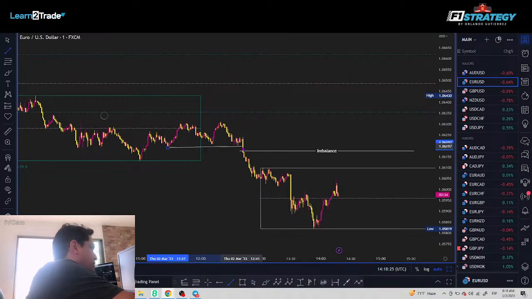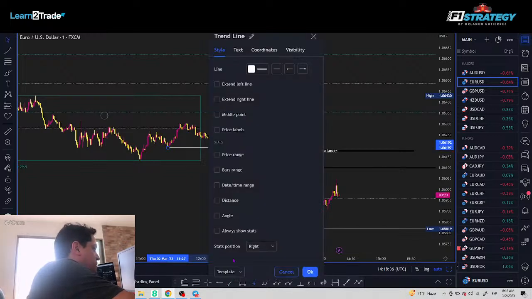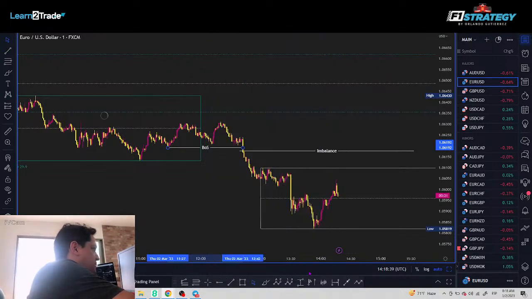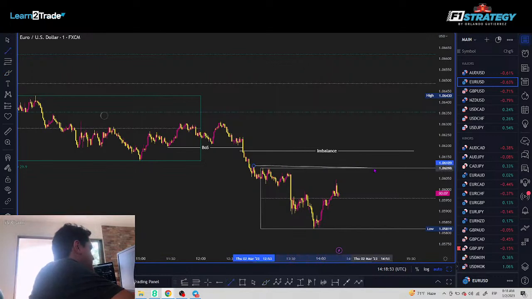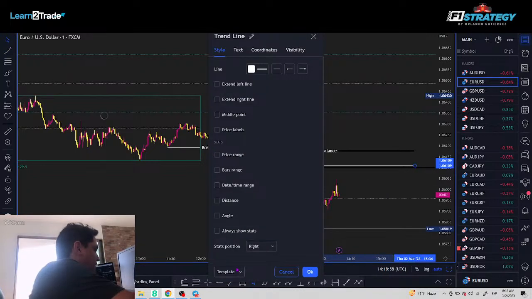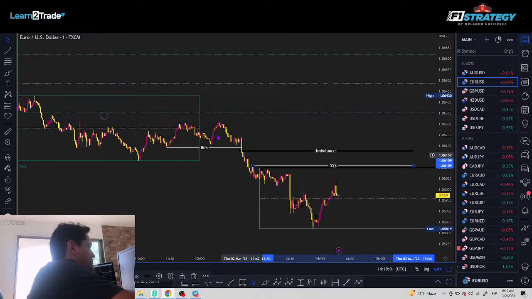Let's have a quick look. So here is that break of the structure. We have liquidity sitting up here at the New York session highs. So that's a good thing. If we have that liquidity, that imbalance, and the break of the structure to the downside, we are looking for shorts, right?